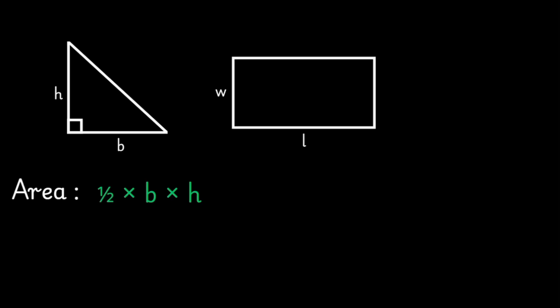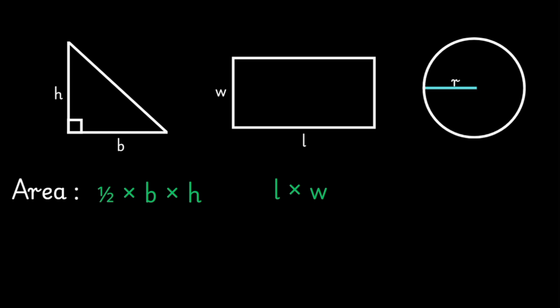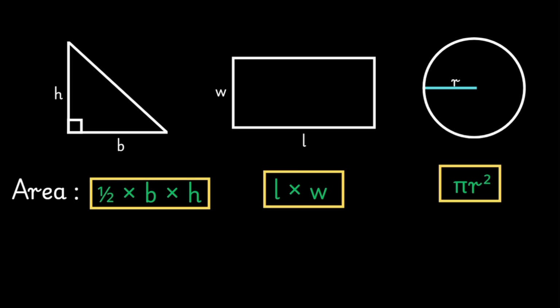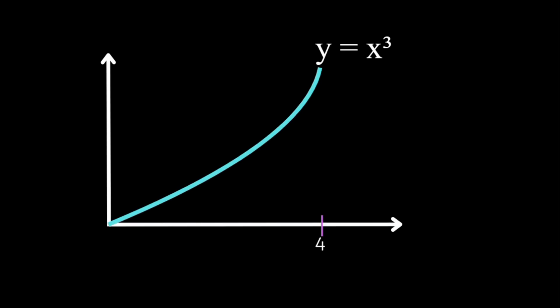We can also get the area of a rectangle using length multiplied by width, or the area of a circle using this formula pi r squared. Now this is possible because all of these figures have these as their formulas. What if you have a figure that doesn't have a formula to calculate its area? For instance, a curve. And we shall consider this curve y is equal to x cubed. How can you get the area of this?